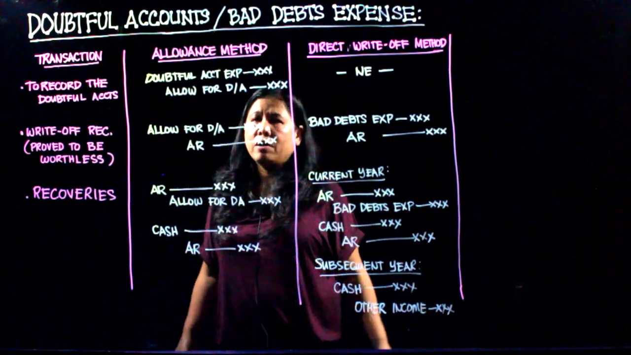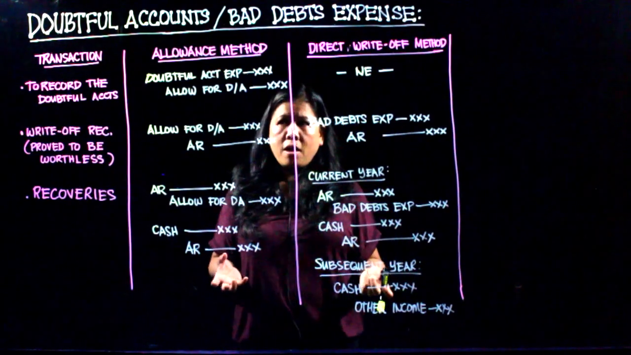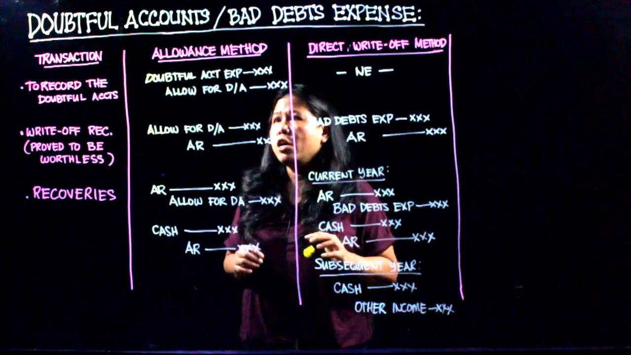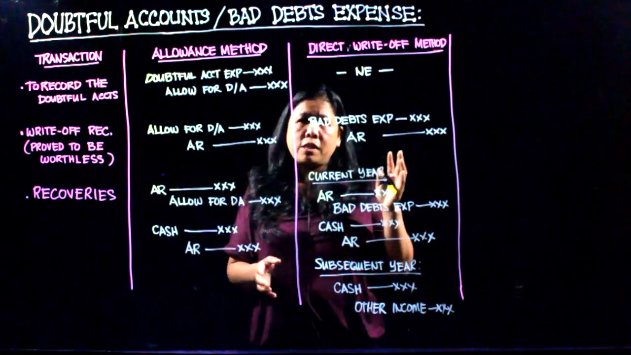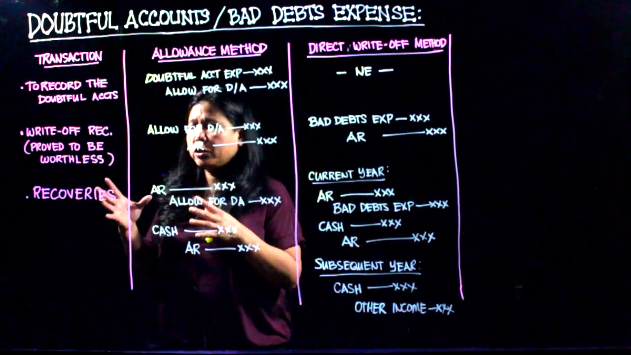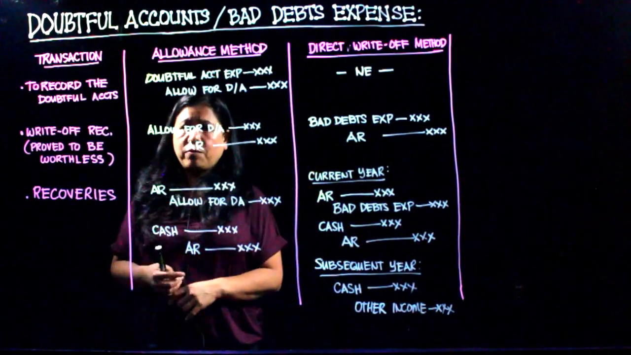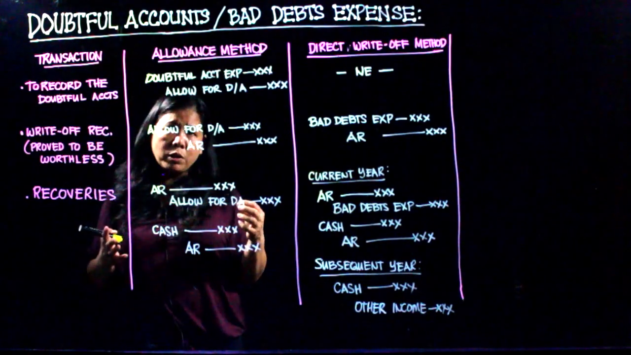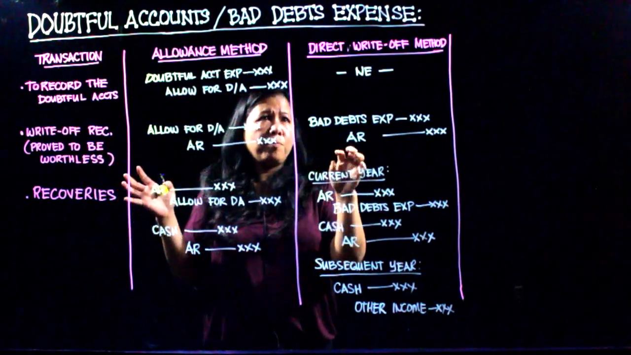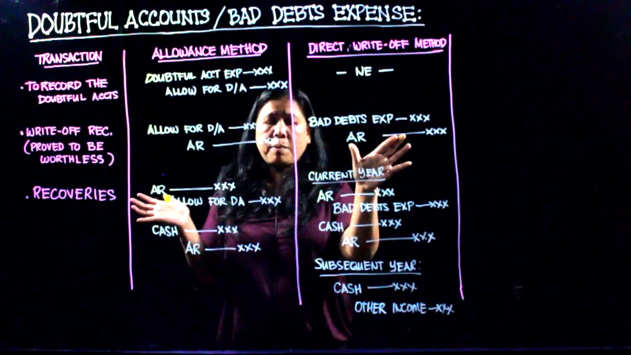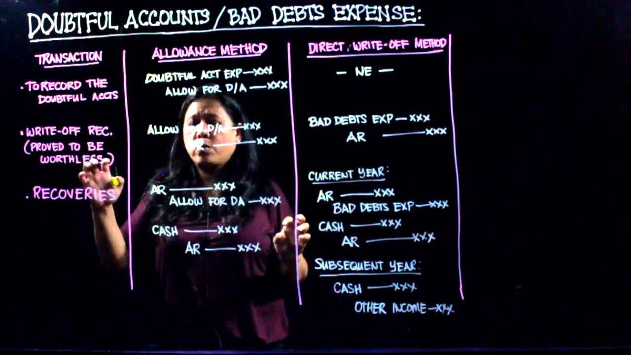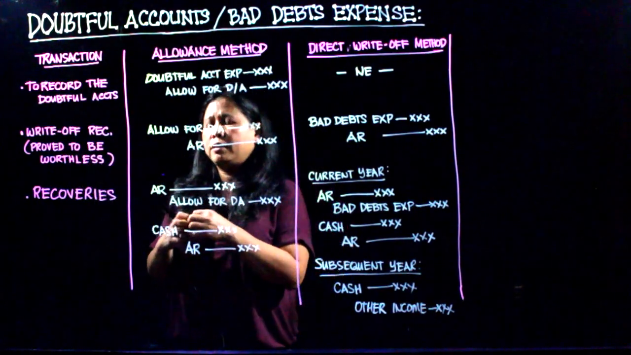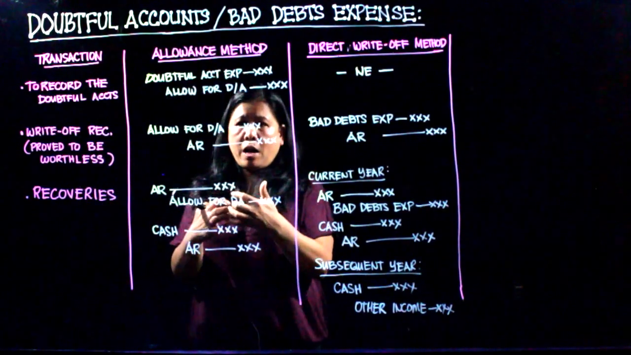So for doubtful accounts, we have two methods in recording the journal entry of this bad debts expense. So we have two methods, allowance method and the direct write-off method. And these are the transactions. To record the doubtful accounts, if it's only doubtful, under allowance method, we set up allowance for doubtful accounts. On the direct write-off method, we only recognize a bad debts expense when the receivable is proved to be worthless. So if it's proved to be worthless, then we have to write it off from the accounts receivable.